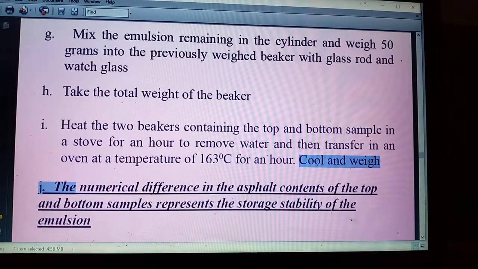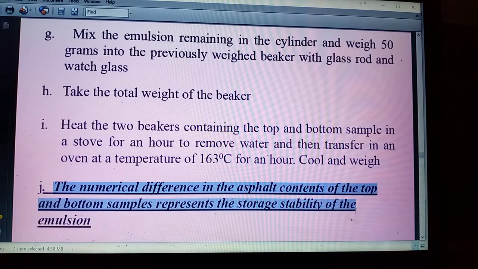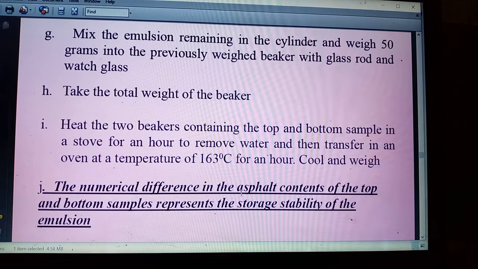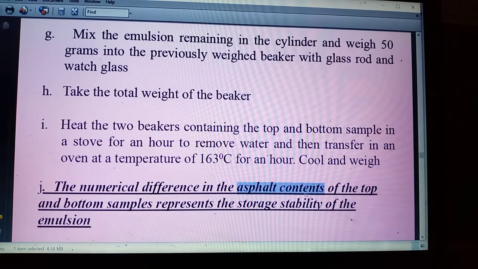Pagkatapos niyan, yung J, so the numerical difference in the asphalt contents of the top and bottom samples represents the storage stability of emulsion. Okay? So, ano yung na-measure mo? Dalawa man yan. Yung sa taas at sa bottom na beaker, i-minus mo yun, yung storage stability of emulsion mo. Okay?